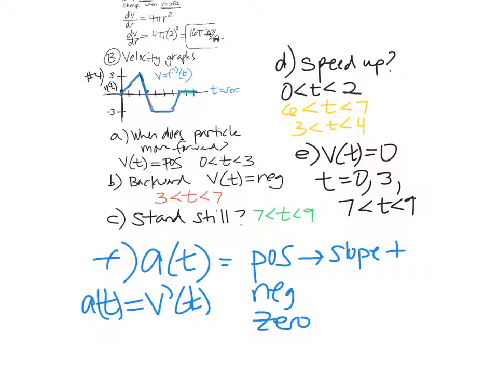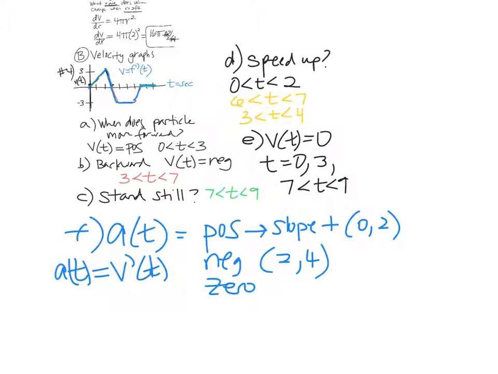From 0 to 2. I'm just going to write it like that. 0 to 2. Where do I get a negative slope? From 2 to 4. Okay. I also get a positive slope from 6 to 7. So let's go back to positive. Acceleration's positive also from 6 to 7. Okay, and then where is it constant? Where is it 0? 0 slope would be from 7 to 9. And that's it.